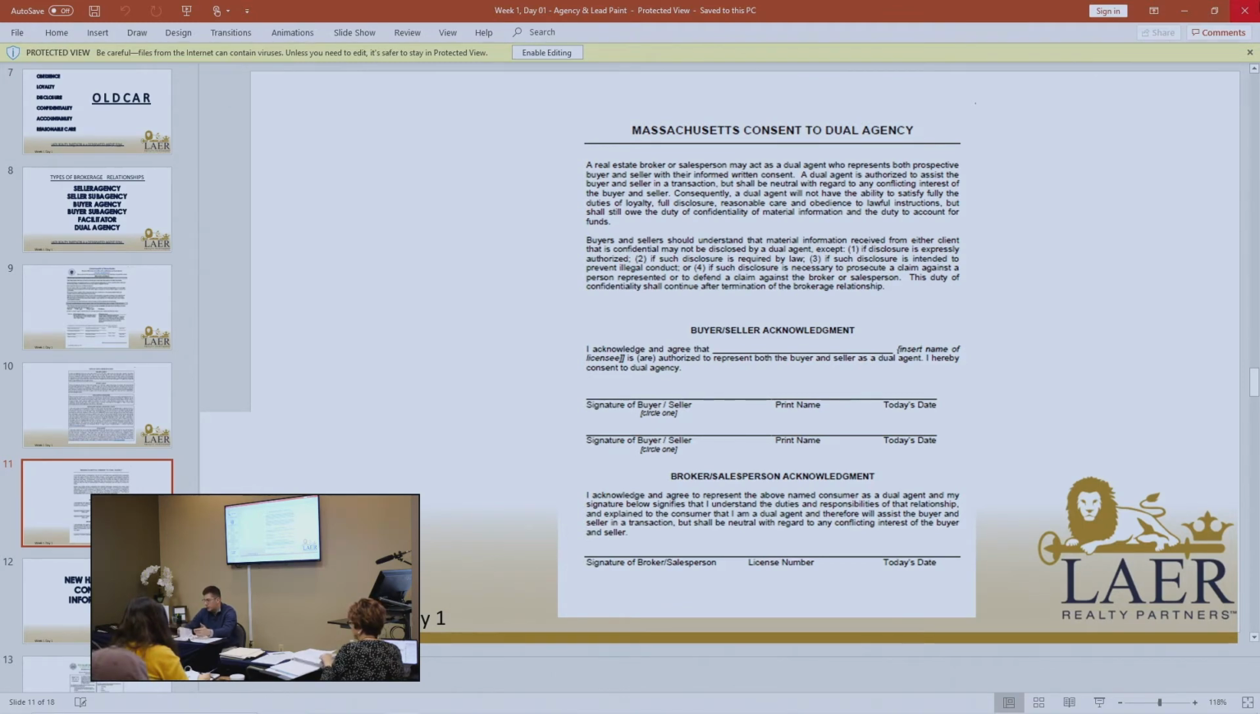And the same thing, this just is a little more in depth about the roles and things like that, but it's essentially the same form. If you turn to page 13, this is the form for consent to dual agency, which is what we just went over. And again, like we've said with everything else, the acknowledgement of it is them having had it explained and them acknowledging that they understand what has been explained.